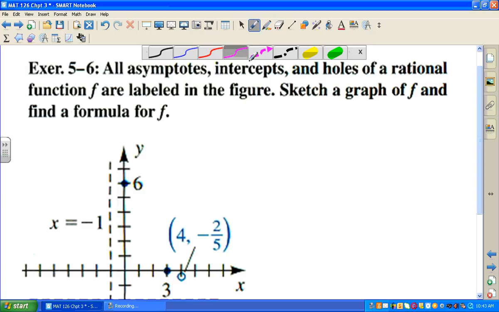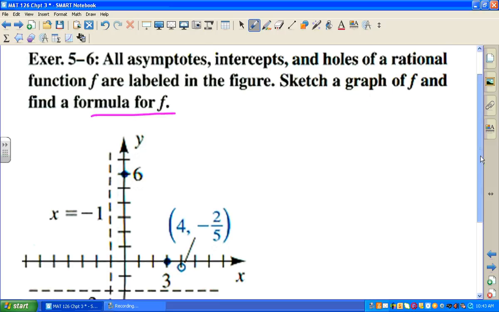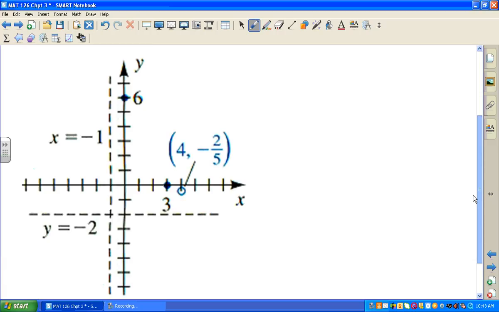All the asymptotes and intercepts, holes, rational functions are labeled. Sketch a graph of f and find an equation for f. Fun stuff. Okay, already did this one. Great. All right, we can do it now.